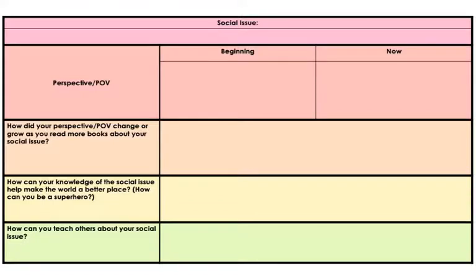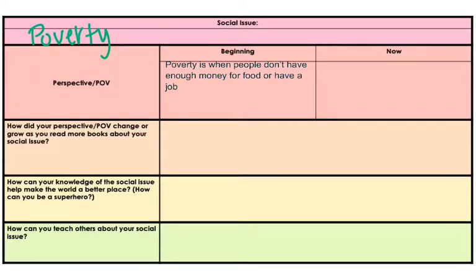So when we start to think about our point of view, we want to think about the social issue. So the social issue that we faced was poverty. Okay. So before we even begin, I had a point of view on poverty. So when I was thinking about poverty, I was thinking that poverty is when people don't have enough money for food or have a job.